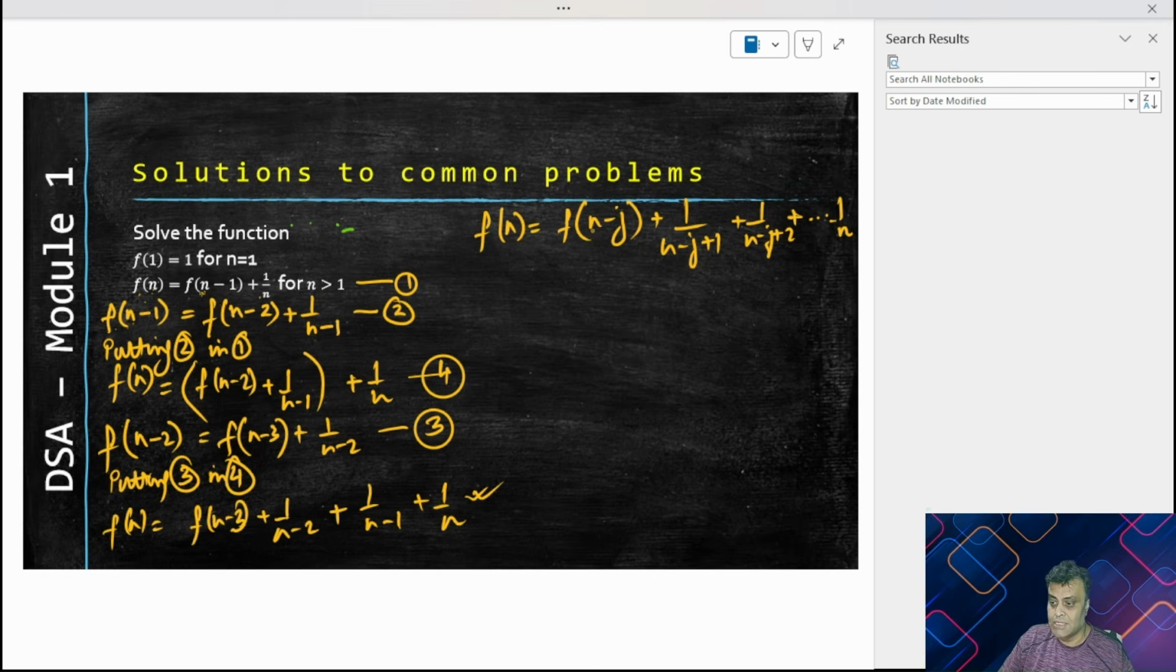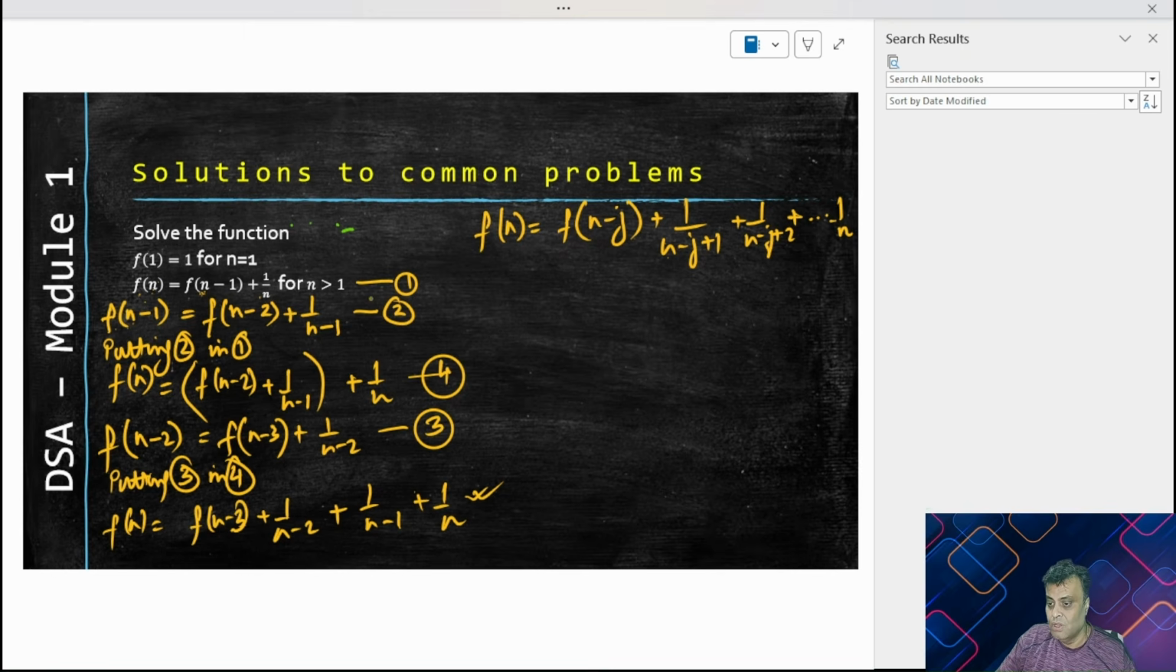What I did, I just said that my n minus 3 is n minus j, because I am at the jth iteration. So if n minus 3 is n minus j, then n minus 2 should be n minus j plus 1, and n minus 1 should be n minus j plus 2. Right? So this is what fn minus j will come to.